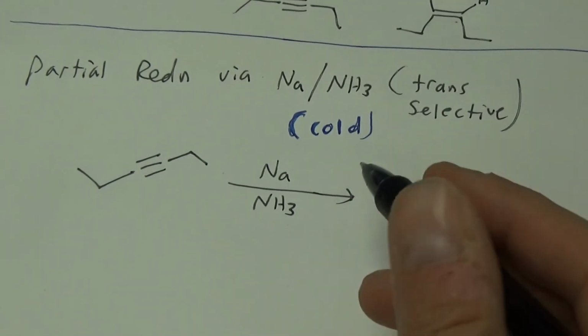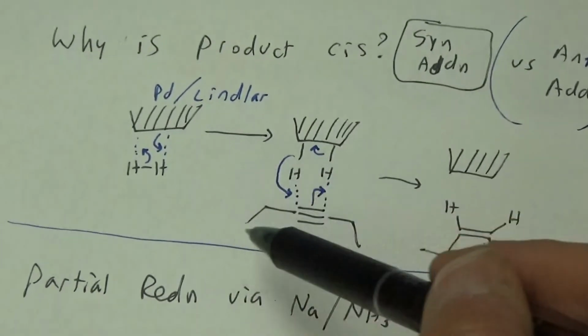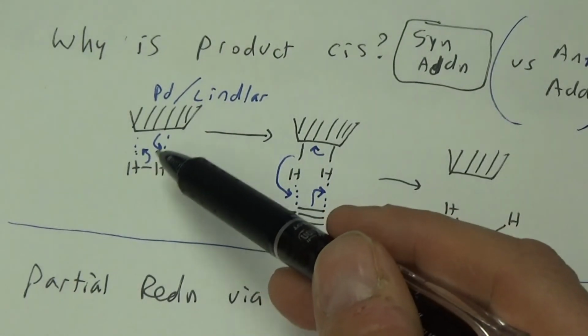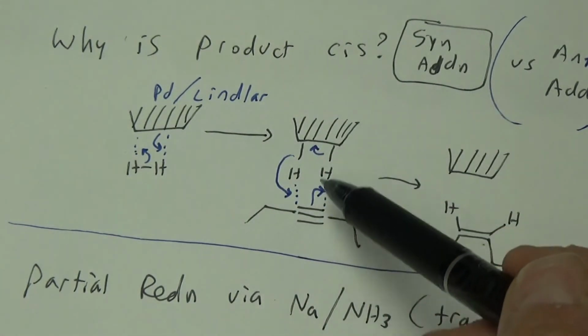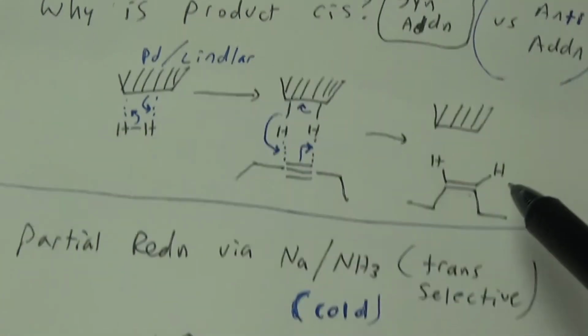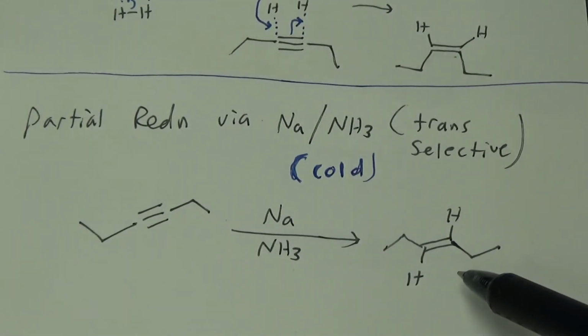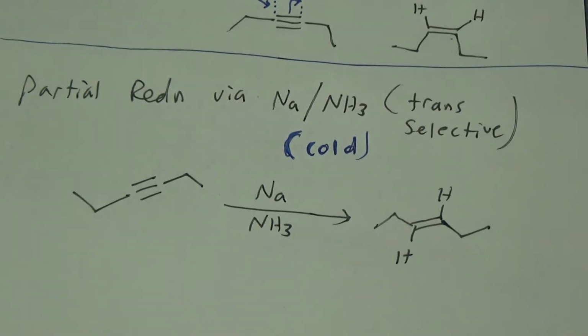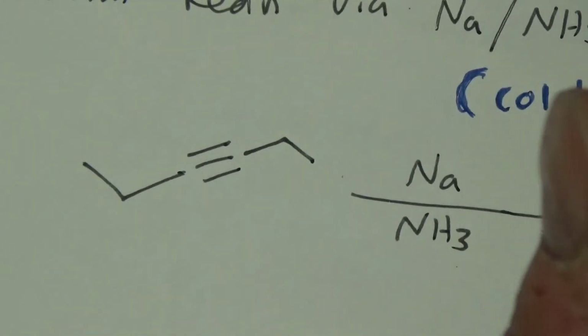Alright, so what's the mechanism? We explained how Lindlar worked. Lindlar worked because H2 was added to the catalyst and then it was delivered in a kind of syn manner to make this cis alkene. So then the question is, why do you get a trans alkene through this? It's a totally different mechanism, and that's why. So let's do the mechanism now.